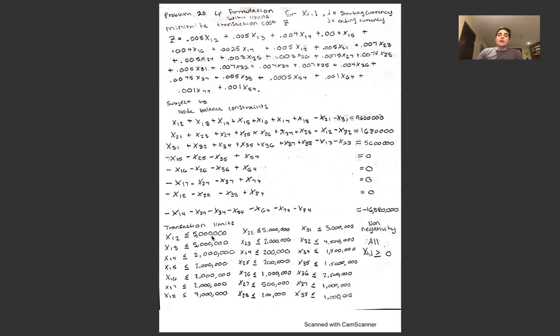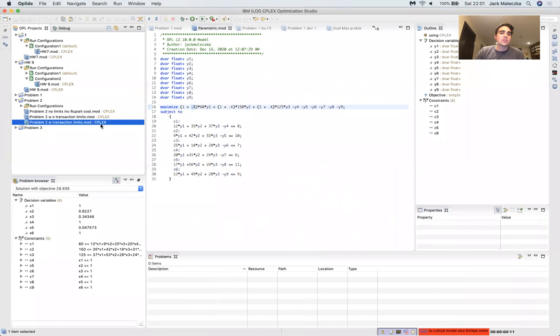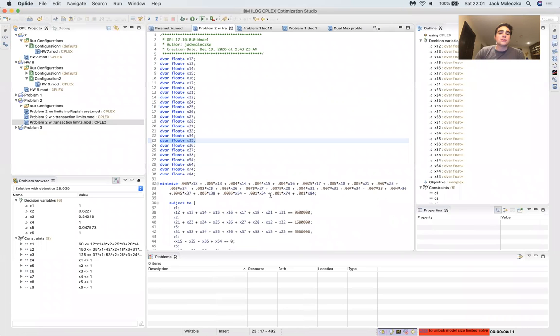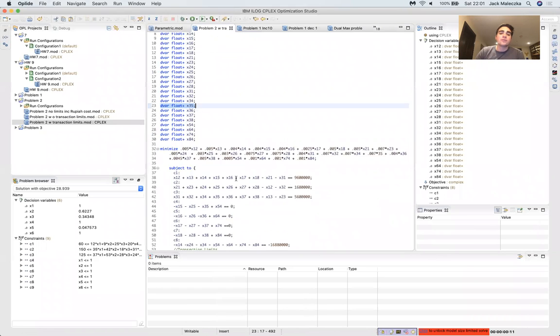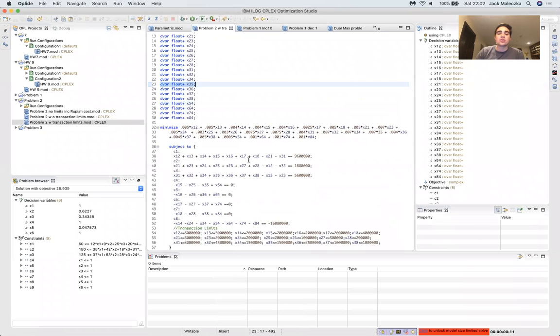And then finally, we have all of our transaction limits, and those are going to be the most complicating factor. Finally, there is the non-negativity, where all of our flows are going to be positive. We can't have any negative flows. So this is going to be formulated in IBM DOC. So here is that formulation. Again, we have quite a few variables. Here's our minimization function. Here are the constraints for balancing the nodes, and then our transaction limits down below.